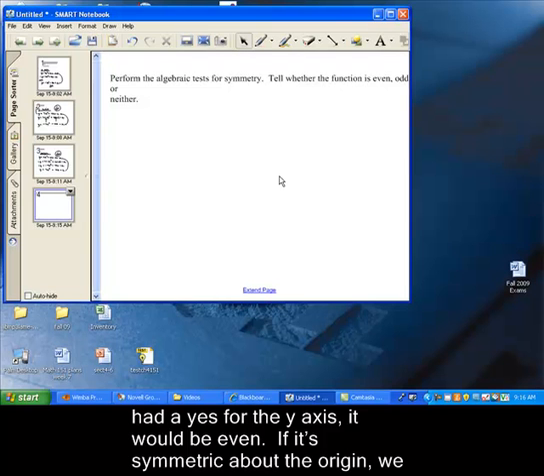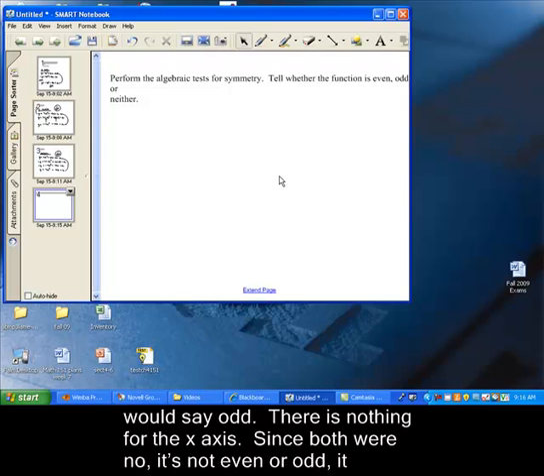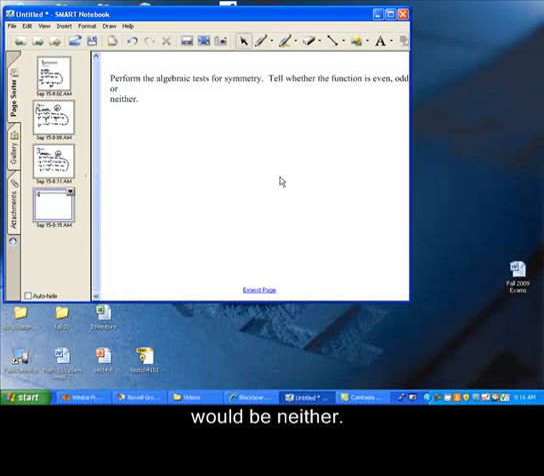So, if when I had done my test, this one had been symmetric about the y-axis, you would say that it was even. If we do our test and it is symmetric about the origin, you would say that the function is odd. There is nothing for being symmetric to the x-axis, so you don't worry about that one. You're just looking at the y-axis and the origin when something asks you if it's even or odd. Since both of these were no, this one is not even, it's not odd, so we would say that it was neither. So that would answer the question for this particular problem.